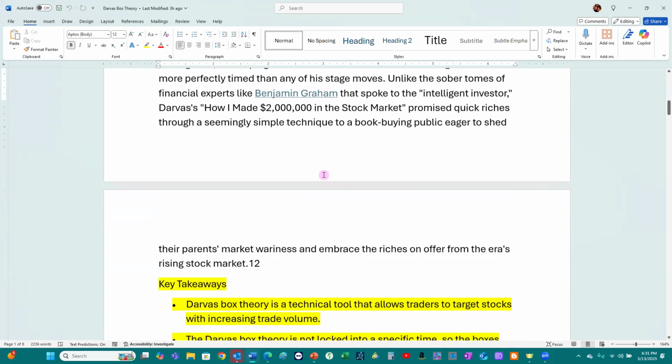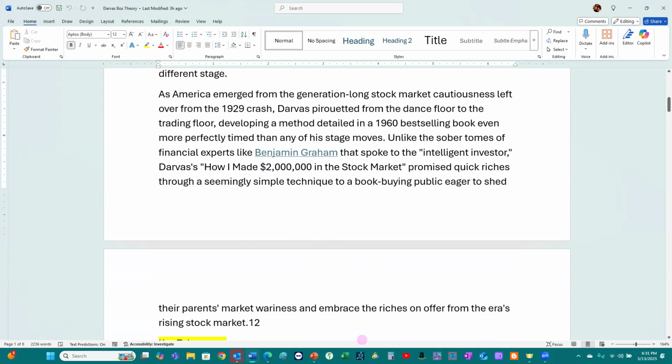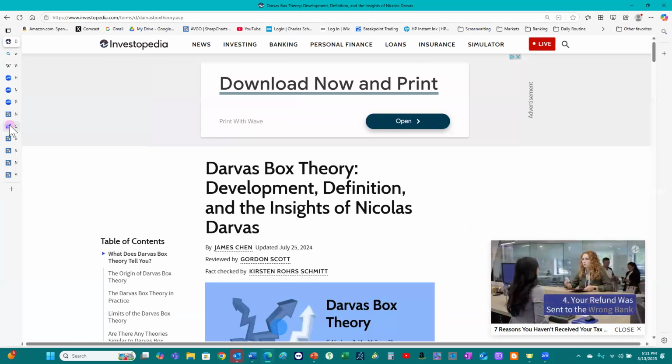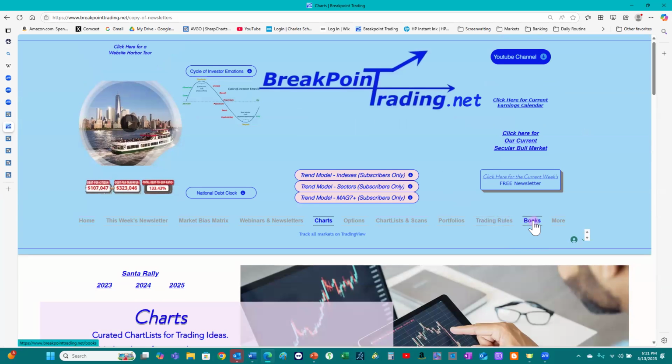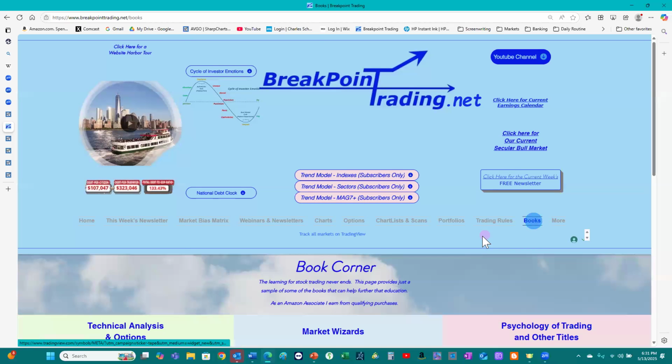And then this book right here, How I Made $2 Million in the Stock Market, can be found on my website, and you do not need a subscription for this. So you can go to the books page, and anybody can go here.